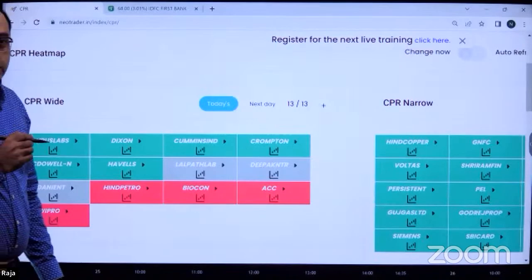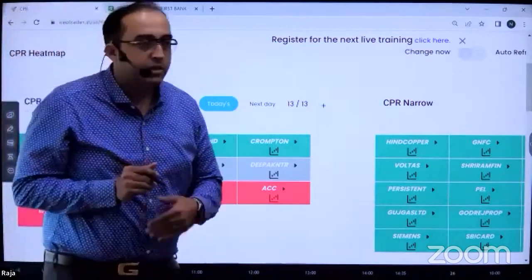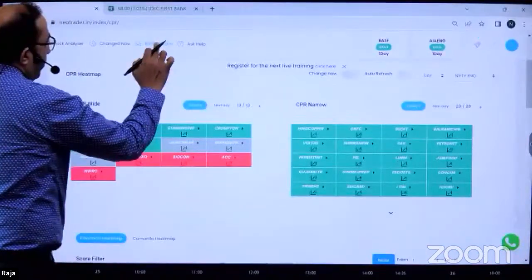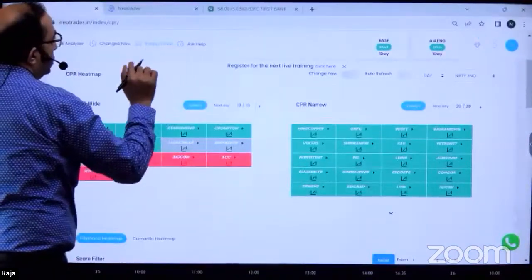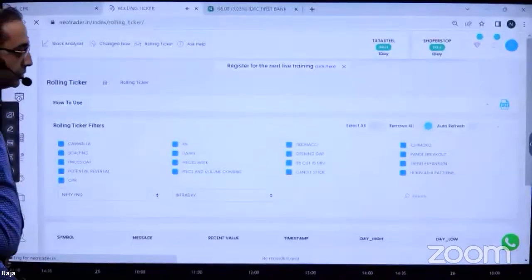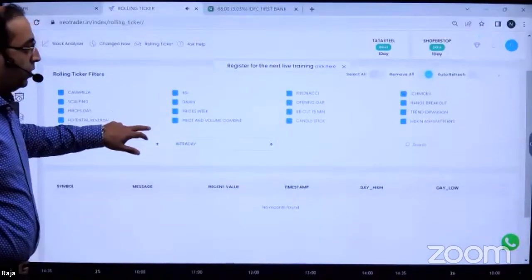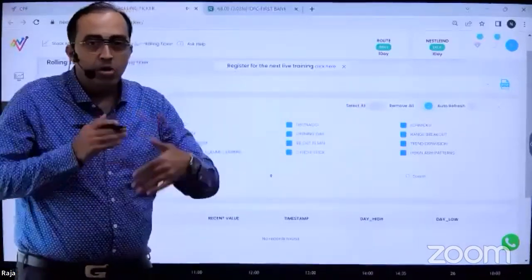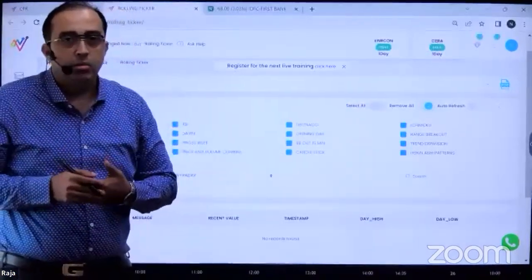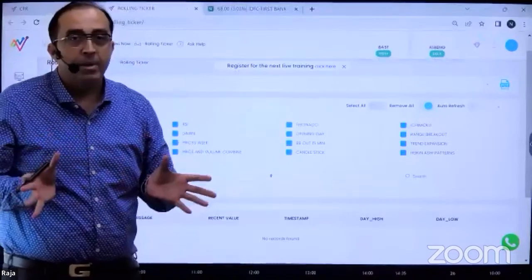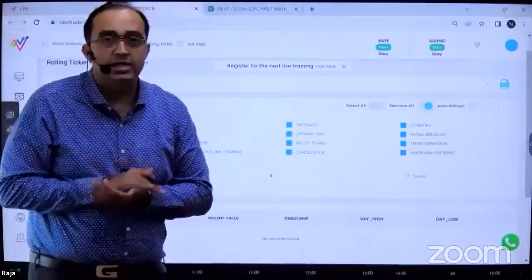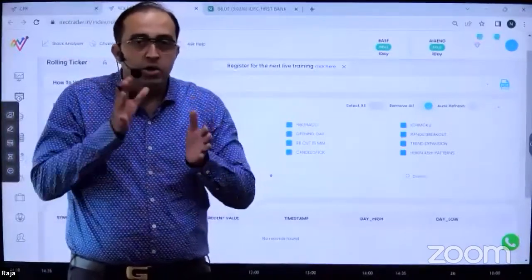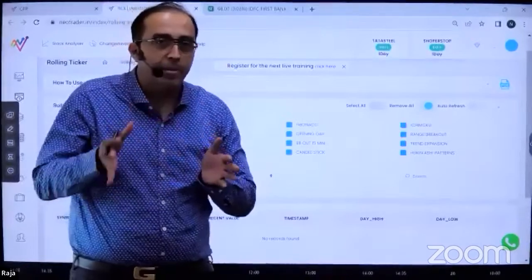Now, along with this, we also have a very interesting feature, and that's called the rolling ticker. This is a very beautiful page which we have designed where we keep on giving you a lot of alerts about what is happening. It's a technical analysis alert system where you are continuously notified about what is happening.